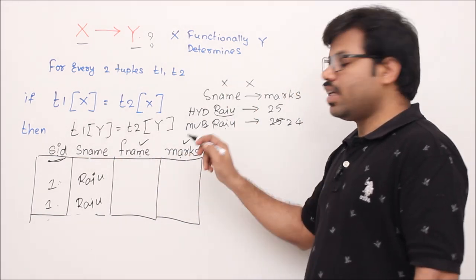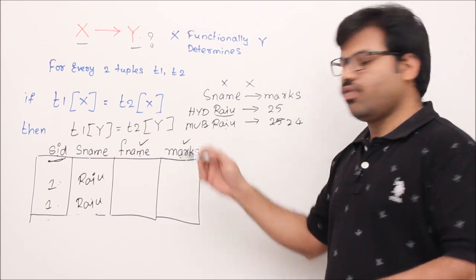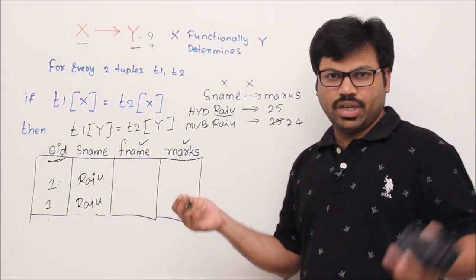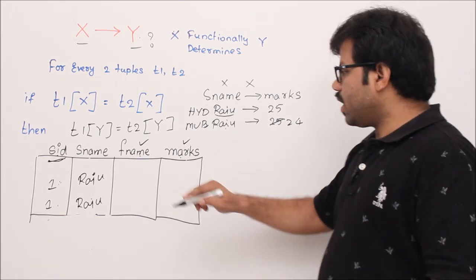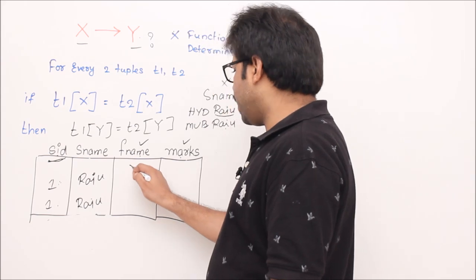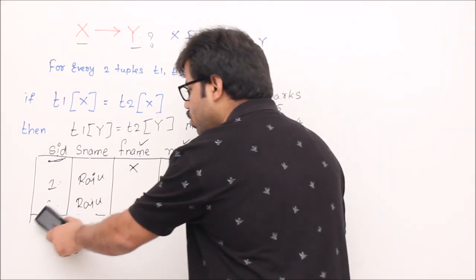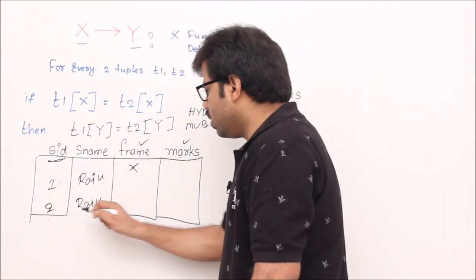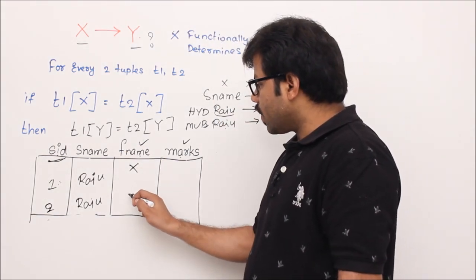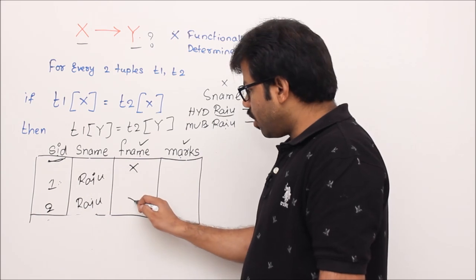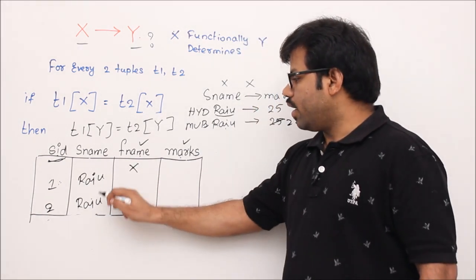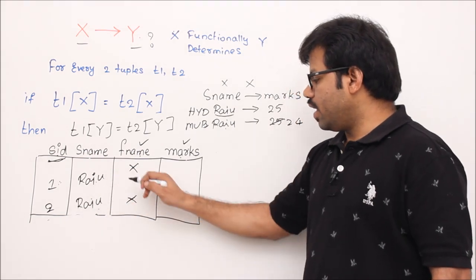Can I say father name determines marks? Absolutely false, because when father name is repeated, then marks need not be repeated. Example: let's say Raju's father is something, imagine some X. There is another Raju, and that Raju's father name is also the same. Now see this situation: there are two Rajus, and their father names are the same, X.